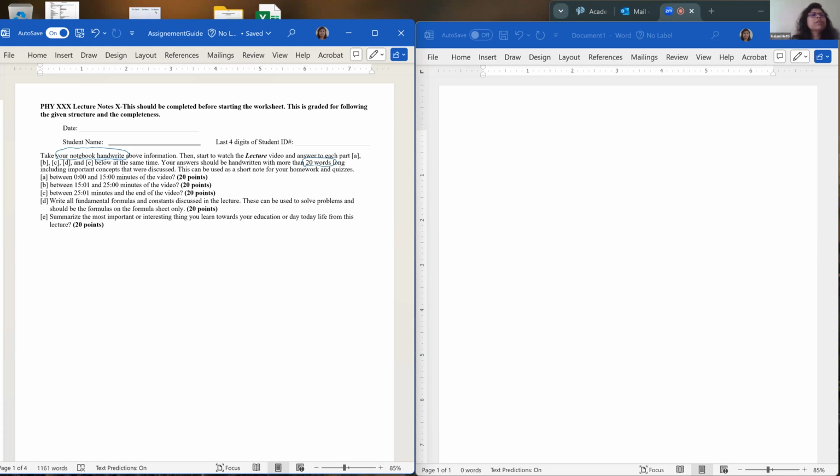The first thing is you need to write the date. You don't need to fill in the blanks on the left side, you can just do it in your notebook. Start by writing the date, your name, the last four digits of your ID, and then start parts A, B, C, and D. My right side is my notebook, and the left side is my assignment. While I am watching lecture number 1, I am going to write the notes.